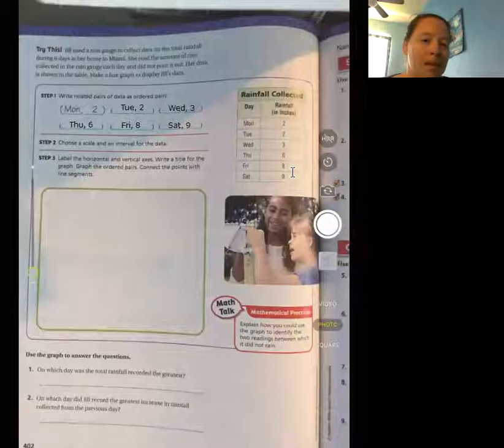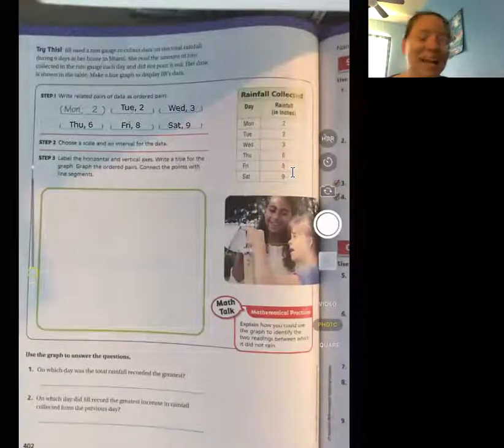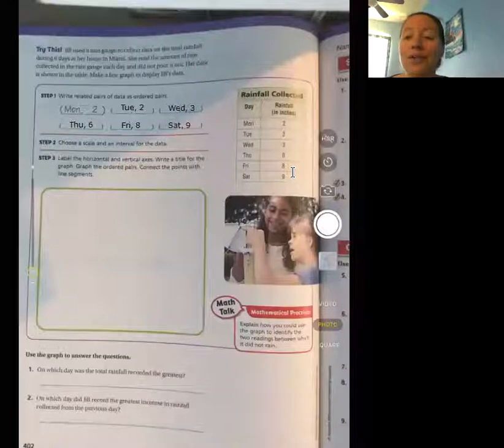So, because these are days that we're dealing with instead of numbers, we're actually going to have days written at the bottom of it, not numbers. Now, typically you would think, oh, that means we're making a bar graph.